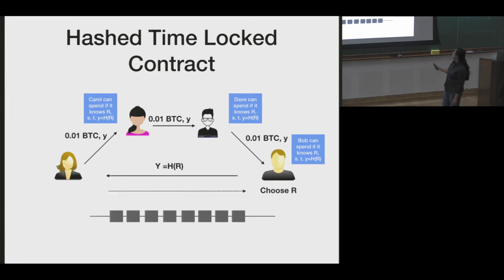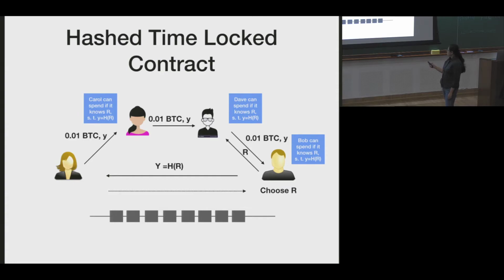Dave can spend it if he knows R such that Y is equal to H(R). Now what Alice and Carol do is lock this money of 1 BTC, which can be opened or spent only if it receives R. So this is a locking phase. Then to get this 1 BTC, Bob will share the information about R with Dave, and Dave will release this money to Bob.